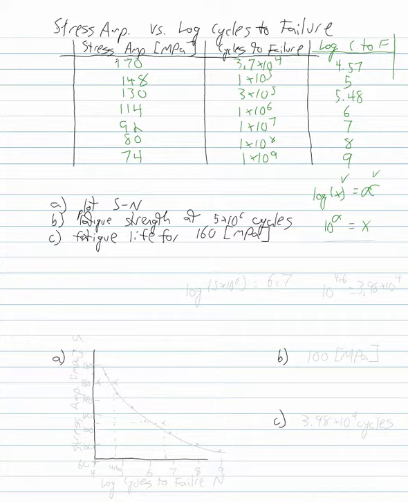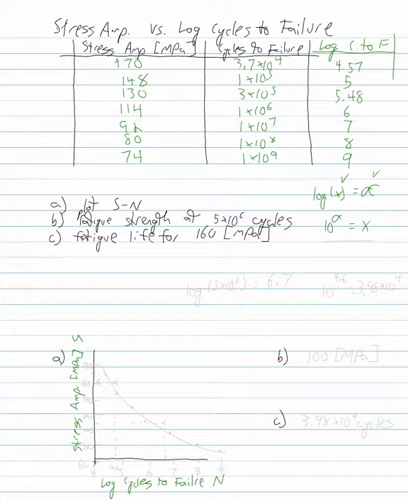So on the x-axis, we're going to have the log cycles to failure. This is otherwise known as N. And on the y-axis, we're going to have the stress amplitude. And this is going to be in megapascals. And this is otherwise known as S. So we have our S versus N. We're going to go ahead and plot the data now.